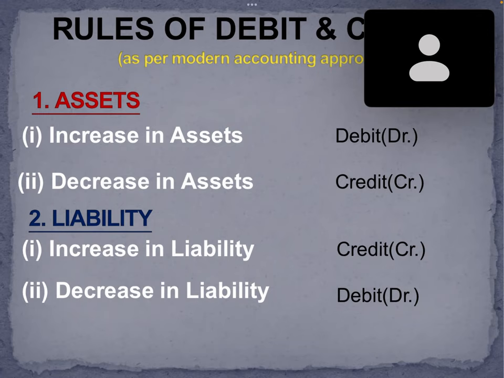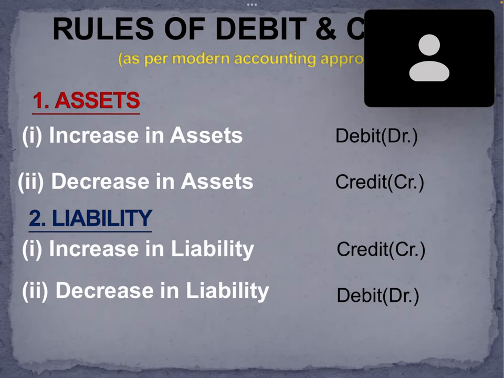All right, so we are first of all starting with the modern accounting approach. So we'll first of all learn about the rules relating to the modern accounting approach only. So rules of debit and credit as per the modern accounting approach say, first rule is regarding the asset.